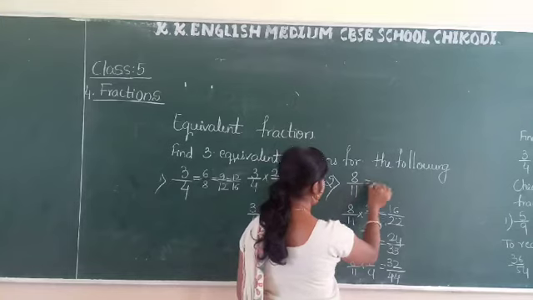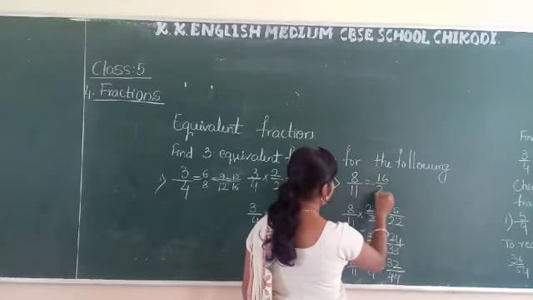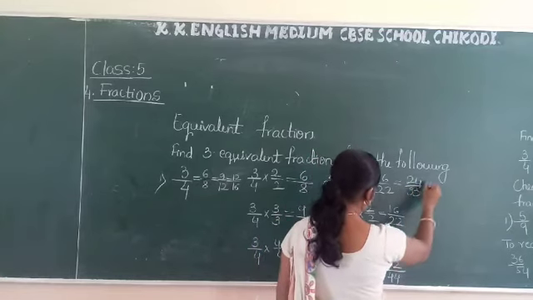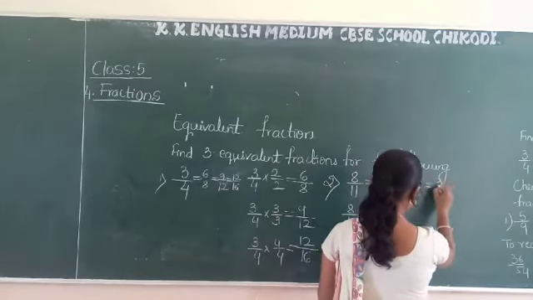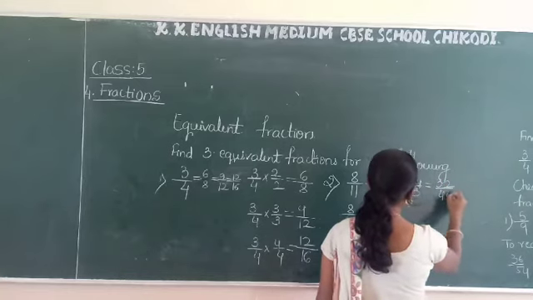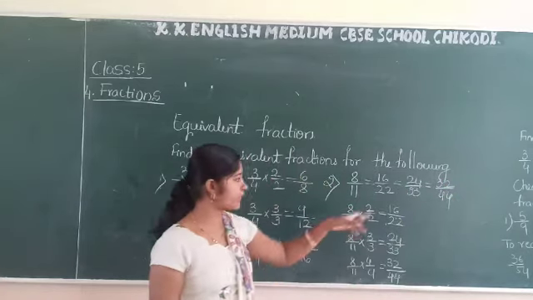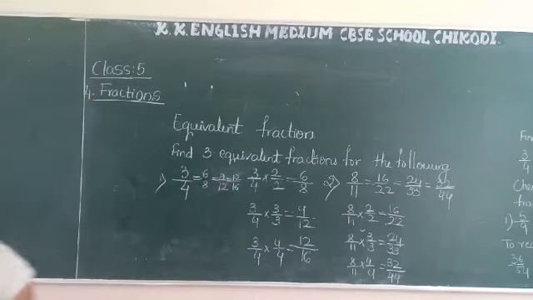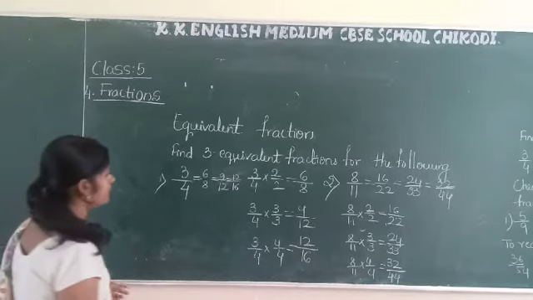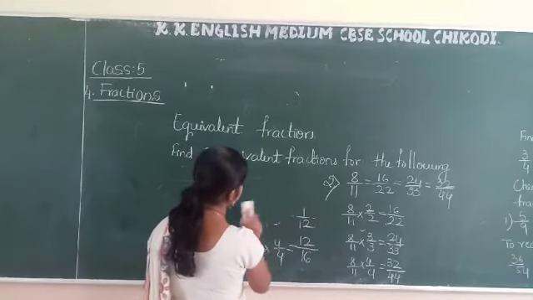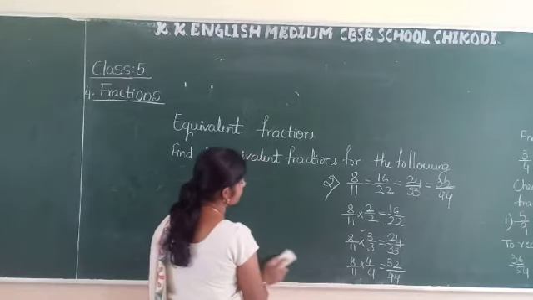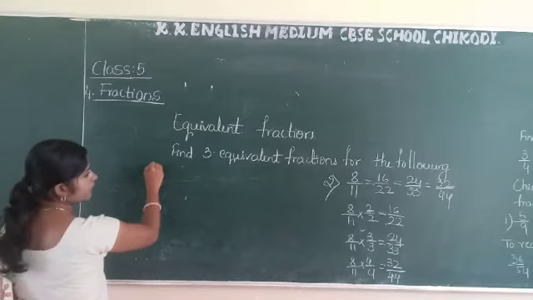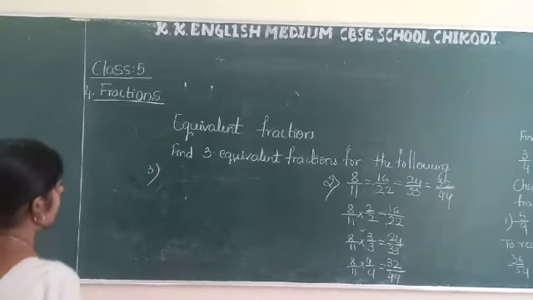So its equivalent fractions are 16 by 22, next 24 by 33, next 32 by 44. See here, the question is write 3 equivalent fractions, 1, 2, 3. I wrote 3 equivalent fractions here. I will take one more example. Equivalent fraction means representing the same part of the whole. Then the third one, the question is 6 by 7.